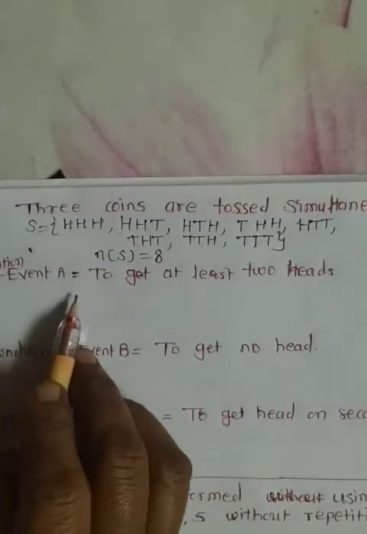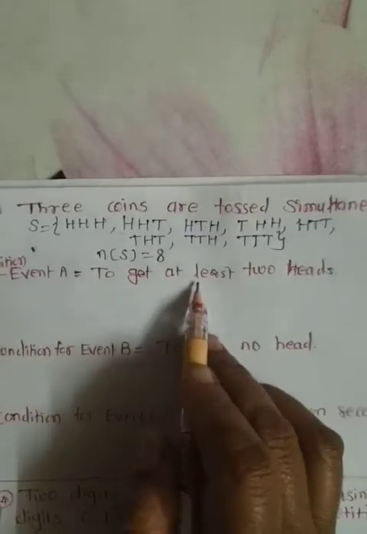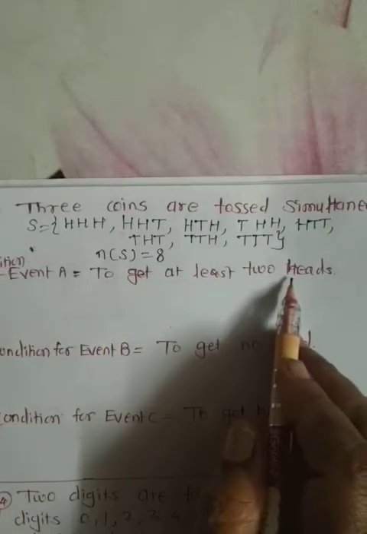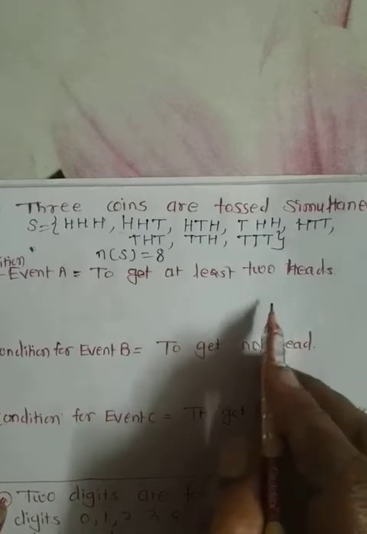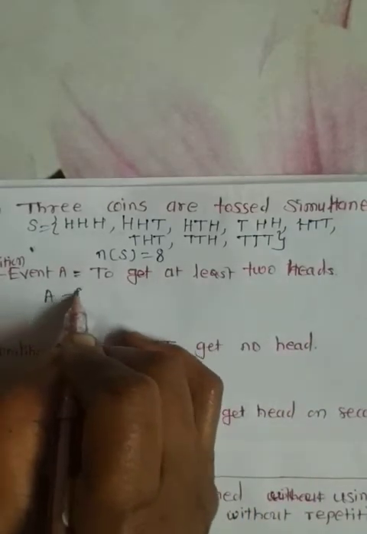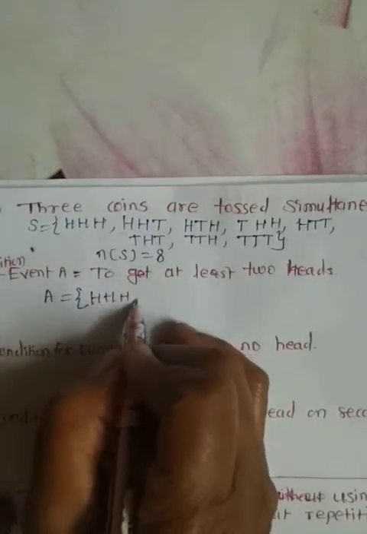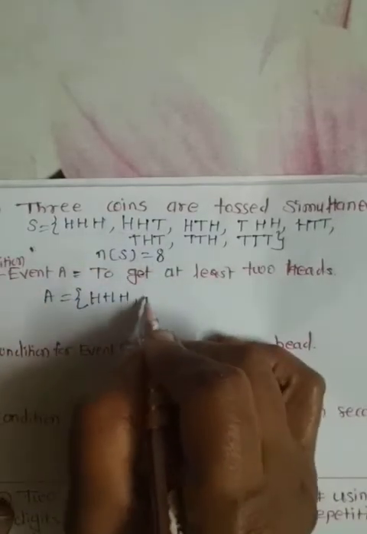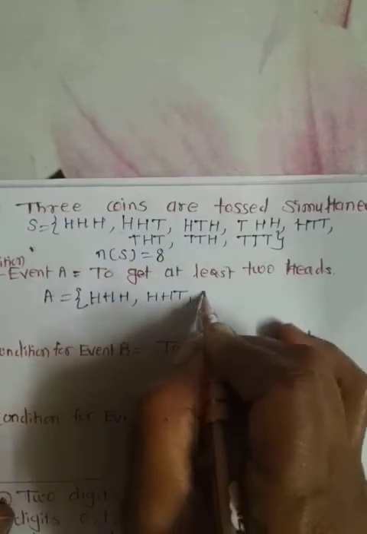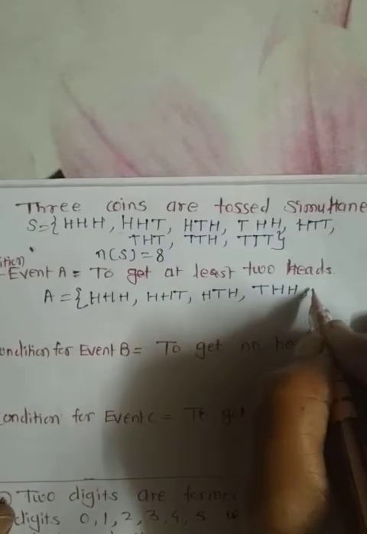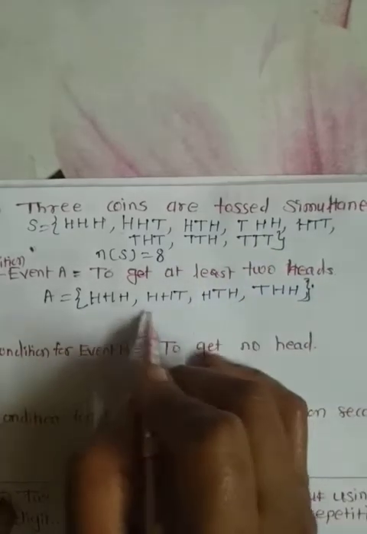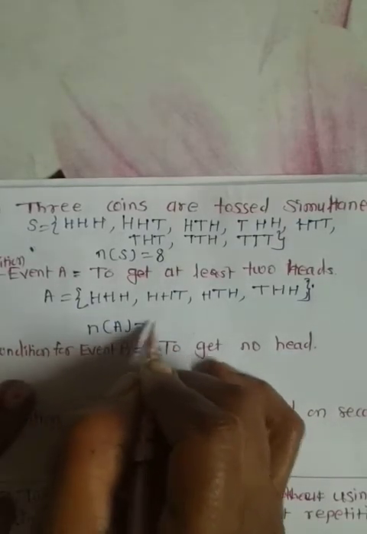Now what is the condition for event A? To get at least 2 heads, means we require at least 2 heads. We may allow 3 heads, means this 3 head point will be there, HHH. Again 2 heads means HHT, next one HTH, THH, and last one, okay, here we will finish. Minimum 2 heads, and here 3 heads. Therefore number of A is equal to 4.